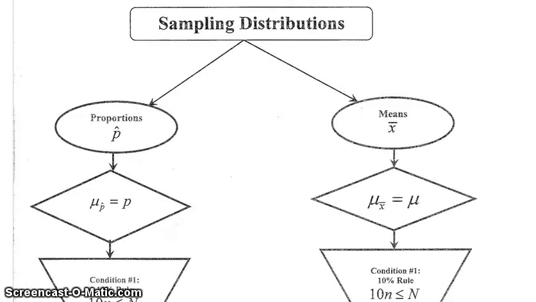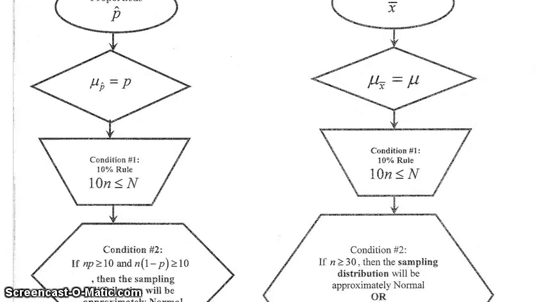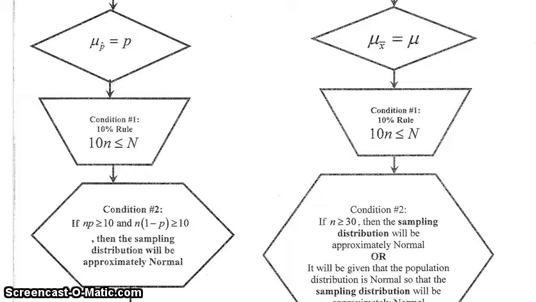Sampling distributions, how do I tell them apart? We've got a graphic organizer, so please remember, we have either a sampling distribution for proportions or for means. We're always going to use the center of the sampling distribution. The mean of all possible p-hats is equal to p, and the mean of all possible x bars, the mean of all sample means, will be equal to the mean of the population.